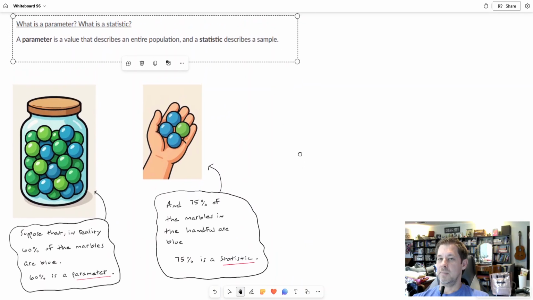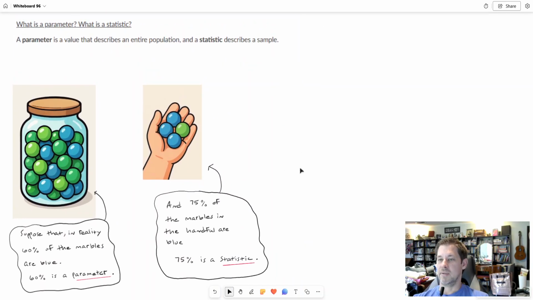So let's talk about parameters versus statistics. Remember, we've got the jar and we want to know something about the jar, and the way that we do that is we take this handful. The handful is called a sample, the jar is called a population. There's bias between the two of them because the handful is probably not entirely like the jar. We've established already that I took a handful of marbles out of this jar, and after I counted them up, 75% of the marbles in the handful were blue. I was saying that it's probably not true, because of sample bias, that exactly 75% of the marbles in the jar are blue.